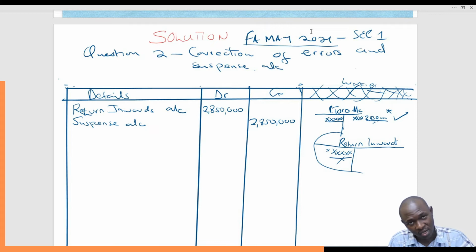Now, the question doesn't allow us to have a narration, but if it was to allow us to have a narration, we would have said, being a record of return inwards that had been omitted, to show that we had omitted the return inwards transaction. We had not captured it, but now we are capturing. That will be the narration. But since the question is not keen on the narration, we are going to leave it at that.